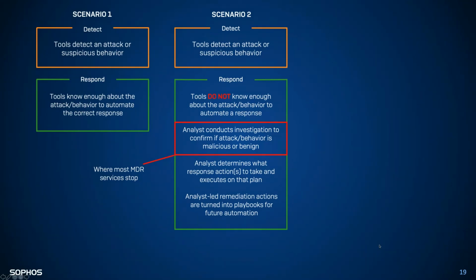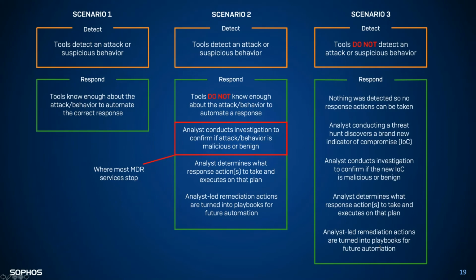Now we have a scenario where the tool does not detect an attack or a suspicious behavior. It doesn't see anything at all, and because it can't see anything, it's not going to take an action against anything. This is where an analyst conducting a threat hunt is going to discover that brand new indicator of compromise or indicator of attack. They're going to conduct an investigation to find out if that behavior is malicious or benign, determine what actions need to be taken and take them, and feed all that information back to the system so the system can be smarter. So with Sophos MTR, we're addressing all 3 of these scenarios on behalf of our MSP partners and their beneficiary customers. That's what we wanted to do: make sure we're addressing this entire set.